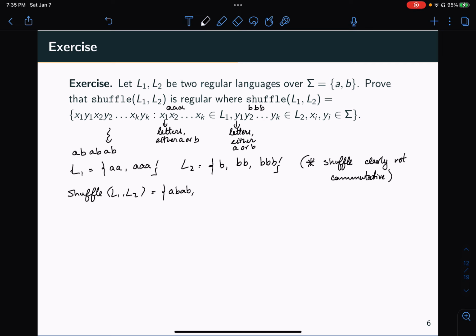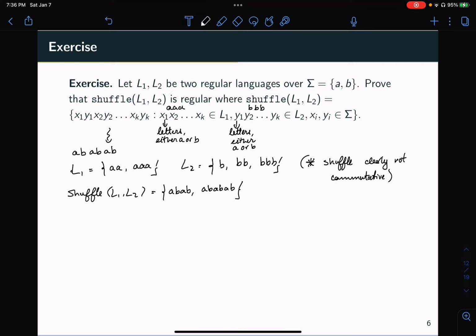Okay, then next you would get AAA with BBB, because now you're at strings of length 3. So for strings of length 3, you shuffle the three A's in L1 with the three B's in L2. So you get AB, AB, AB. Okay, and this is the string that would result.